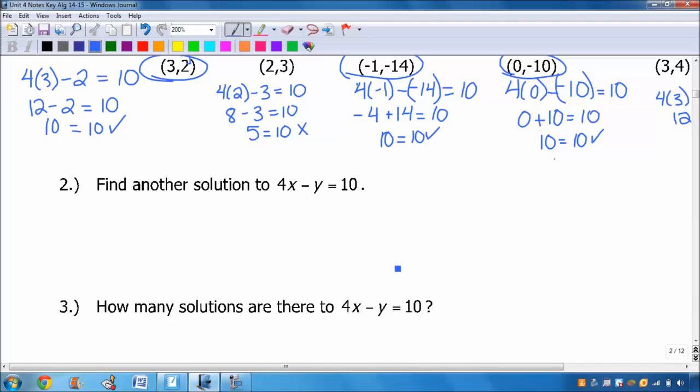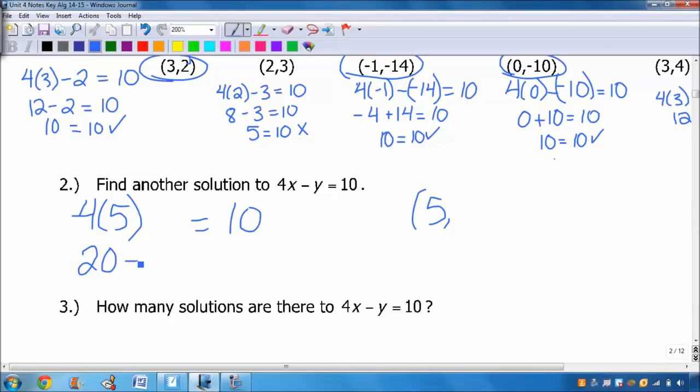You can really make up any solution you want. So I'm going to just make up that x is 5. So if I do 4 times 5 minus y equals 10, I would get 20 minus something equals 10. Well, that something that I need is a 10. I could solve it, but I'm not going to spend the time doing that. So that means that (5, 10) is a solution, right? Go ahead and find another solution and see what you get, and then come back to me.